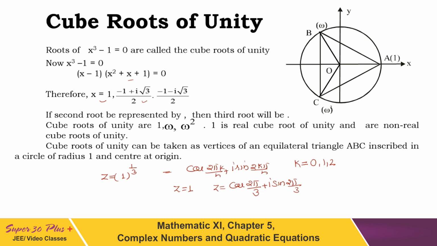And simplify it. The value of cos 120 degree is minus half, plus iota root 3 by 2. This is the first root, or you can say the second root. And if k is equal to 2, then what will happen?